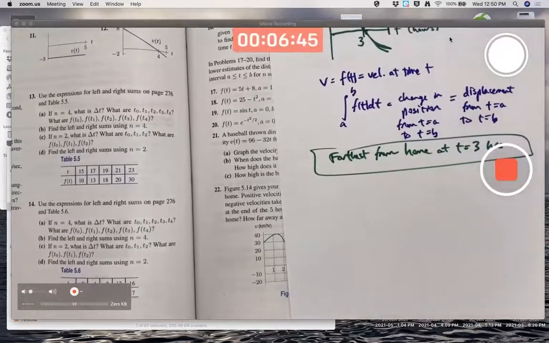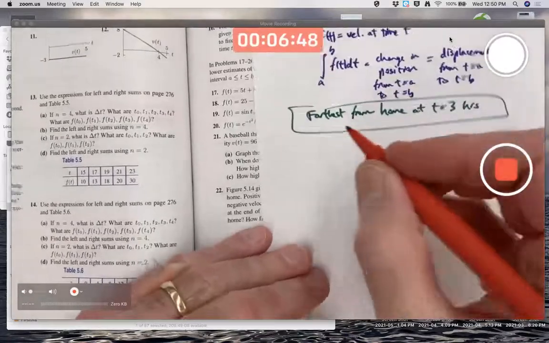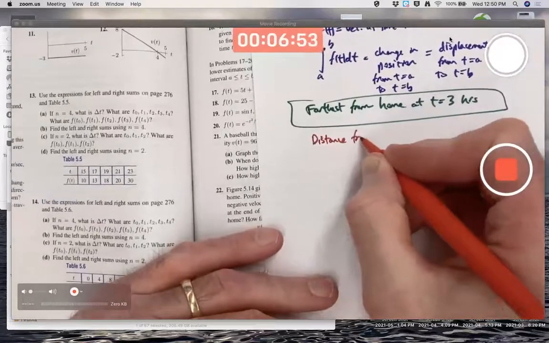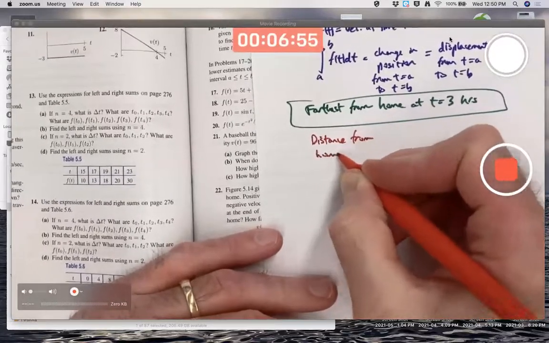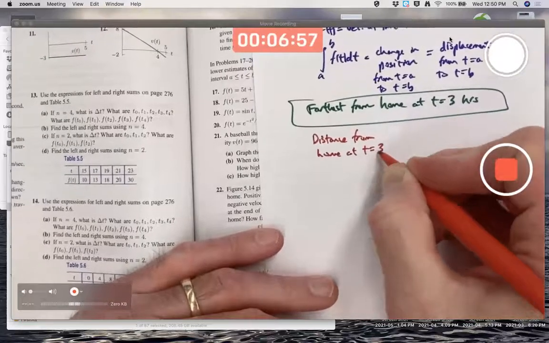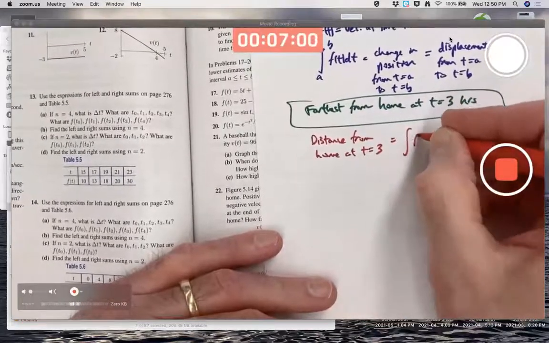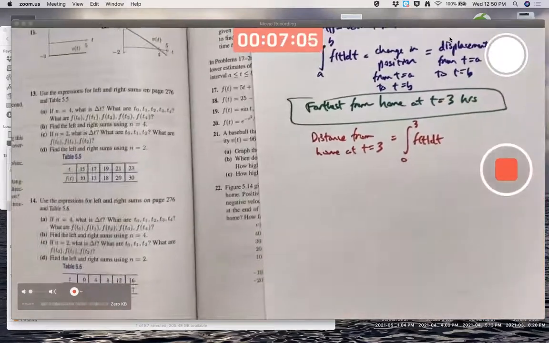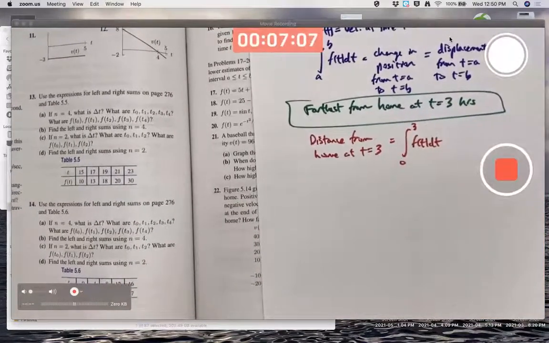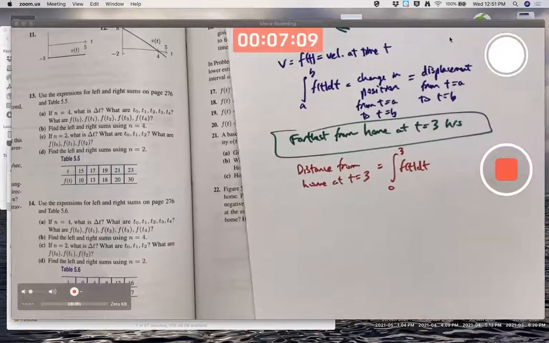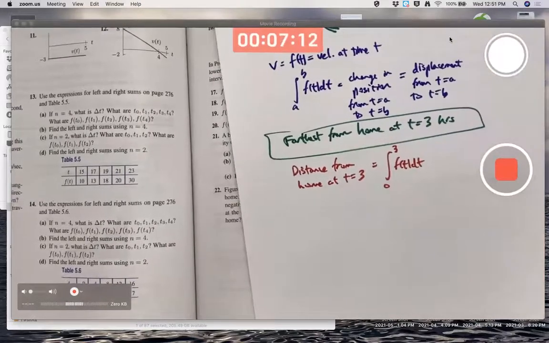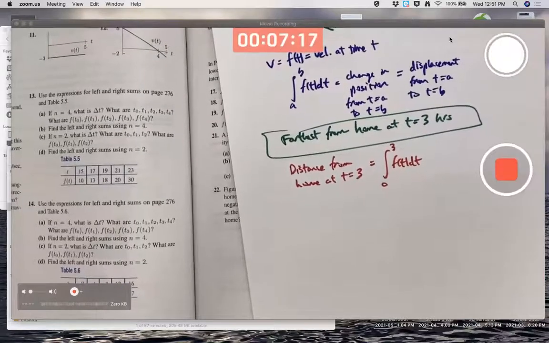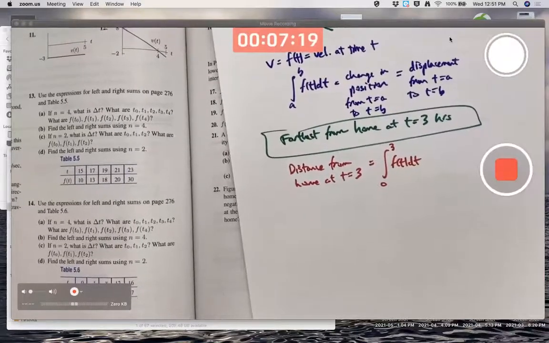It's the integral. Distance from home, if we do start at home, at t equals 3 is going to be the integral of this velocity function from time 0 to time 3. The distance from home when you travel in the positive direction will be the same as your change in position, if you start at home, same as the displacement.